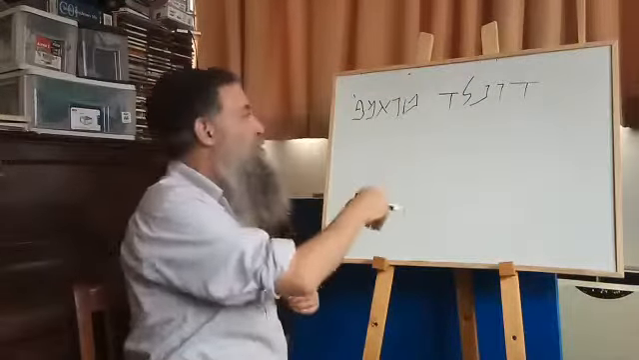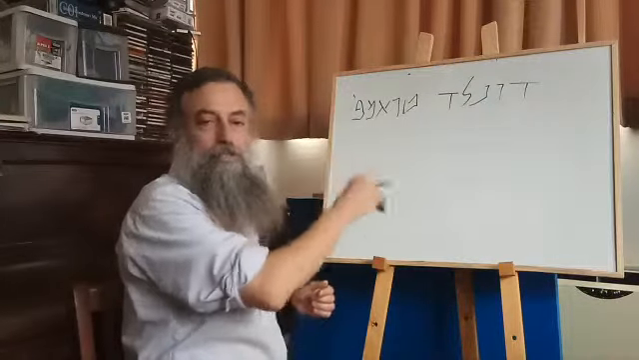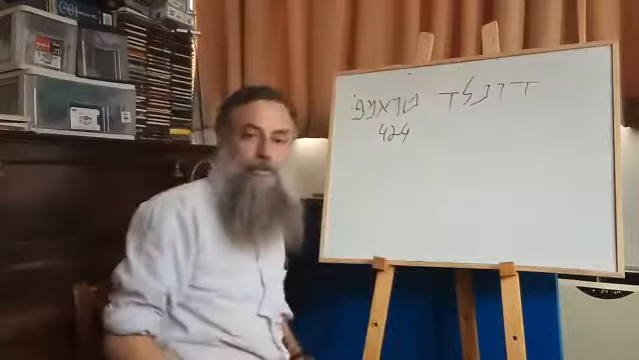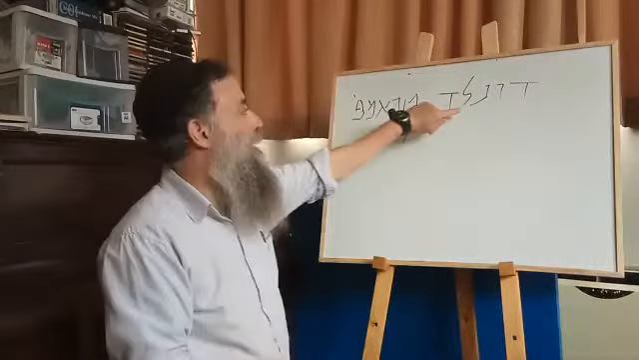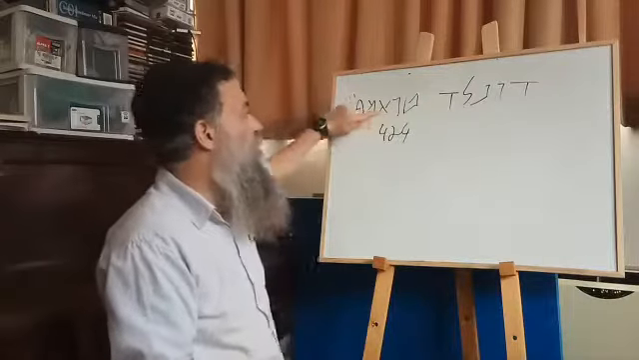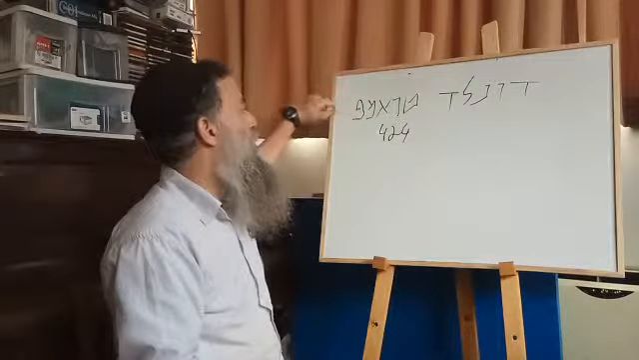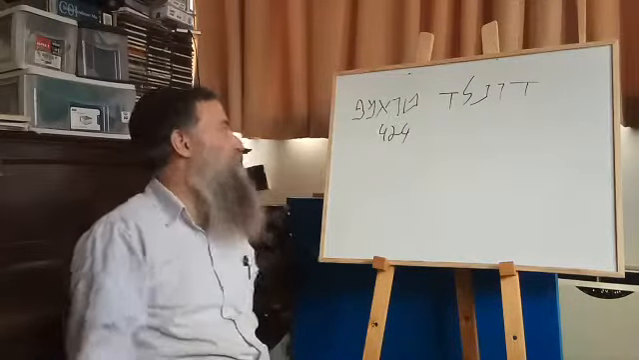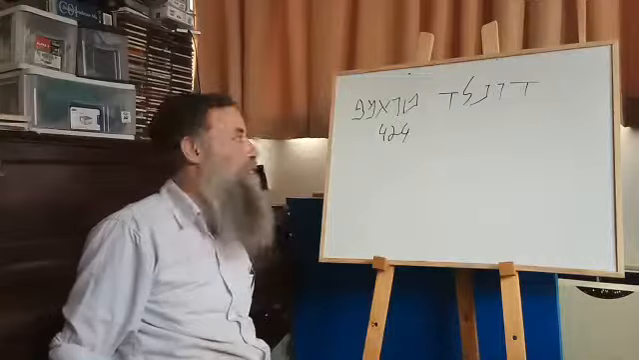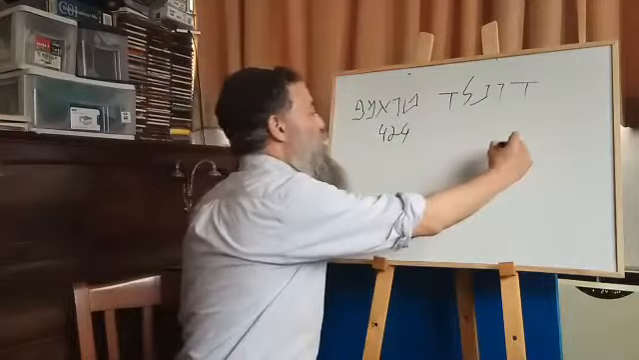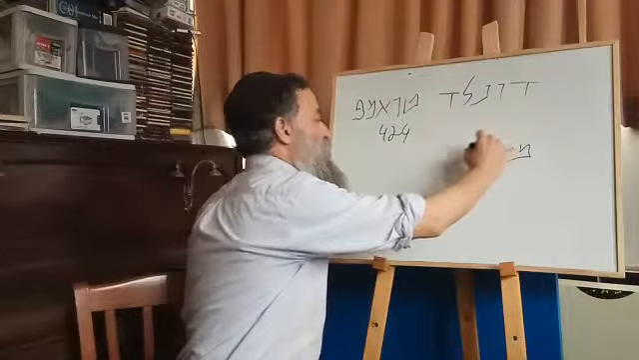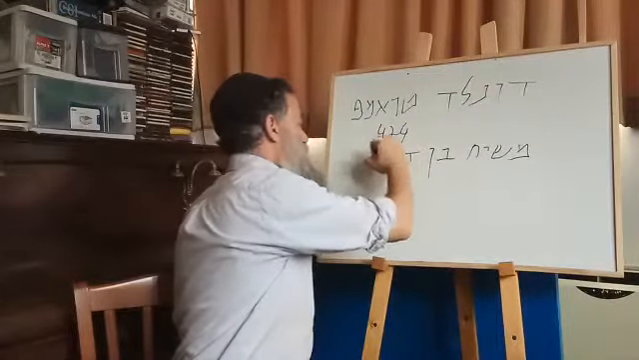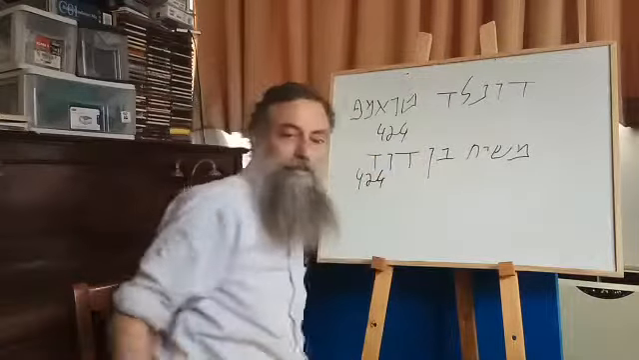I don't have the strength now to do the calculation. Do it yourself, and you see that it's exactly 424. Donald Trump, you have to write it with no aleph here or with no aleph here, whatever you wish. Both spellings are legitimate in Hebrew. Donald Trump is 424. The exact Gimatria of Mashiach ben David is 424.